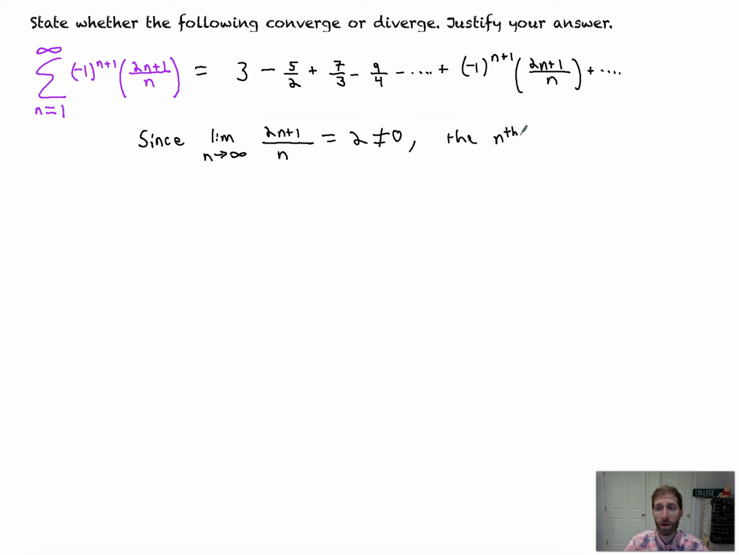The nth term divergence test proves this series diverges. That's it. Notice that what we did not do here is we did not use the alternating series test for convergence. We noted that this thing is going to diverge. Even though our terms decrease in absolute value, they do not approach 0, and therefore this thing diverges, but not because of the alternating series test, because of the nth term divergence test.